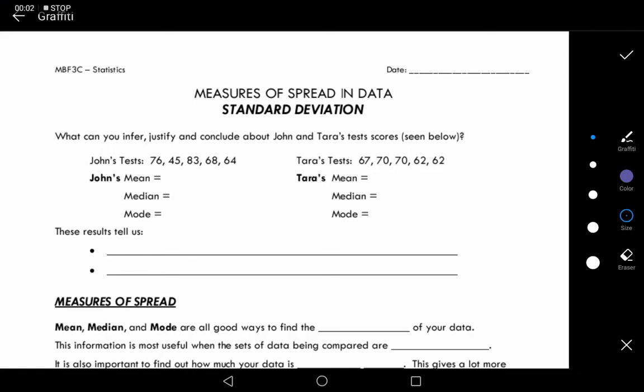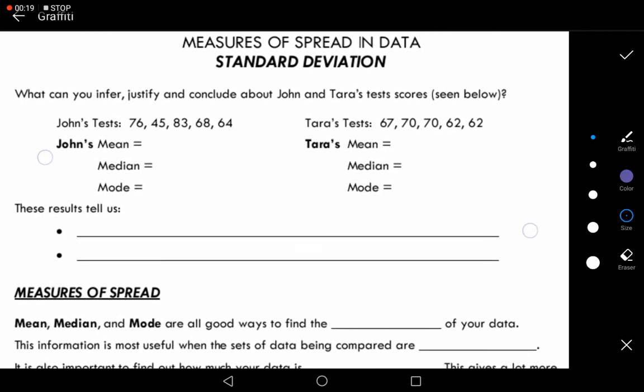This is the fifth note of Unit 4, Statistics. Specifically in this note, we'll be talking about measures of spread in data and standard deviation. So it says, what can you infer, justify, and conclude about John and Tara's test scores, which are seen below?